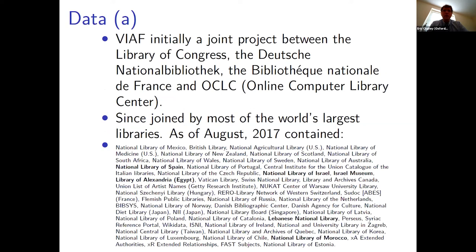So this draws on some of the largest library collections in the entire world. It was initially a project between the Library of Congress in the United States, the Deutsche Nationalbibliothek in Germany, La Bibliothèque Nationale de France, and the Online Computer Library Center. It has since been joined by most of the world's largest libraries, and as of August 2017, it contained the following libraries. Let's leave this up for a second so people can look at them.